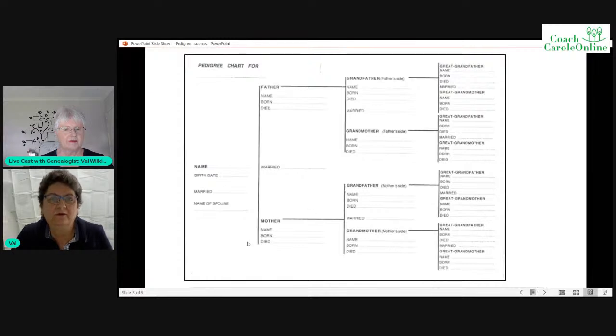Something a little bit more involved would be like this. So there's spaces there for the name, where they were born, when they died, down here married, and so on with grandparents. And it actually says the grandfather on the father's side and the grandfather on your mother's side, so you don't get them mixed up, and so on. So you can start filling that out, but you really need to be careful that you go very logically backwards.